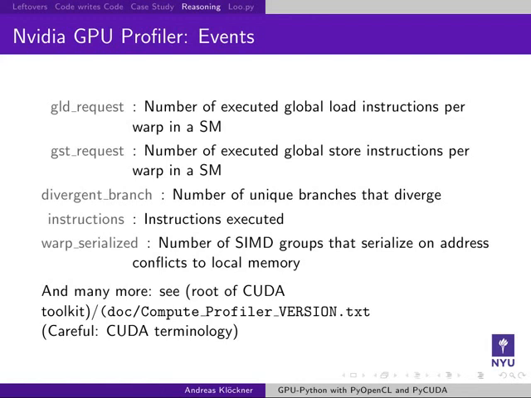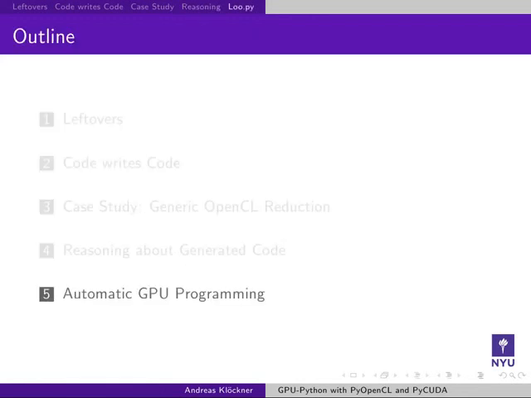What can you find out from the Nvidia profiler? You can find out actual memory bandwidth. You can find where you're bottlenecked and all kinds of other stuff. And I'll leave this little gimmick for next time.